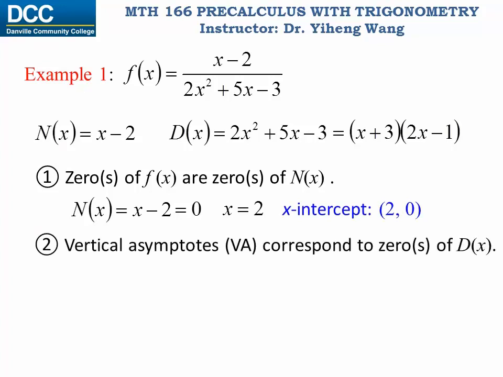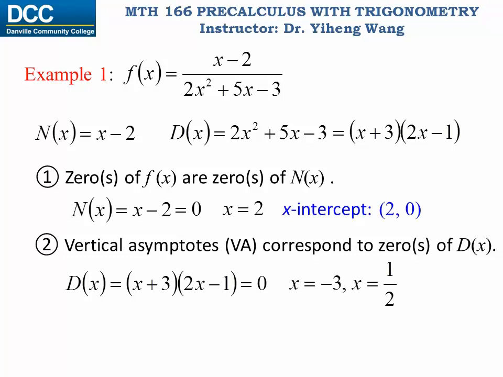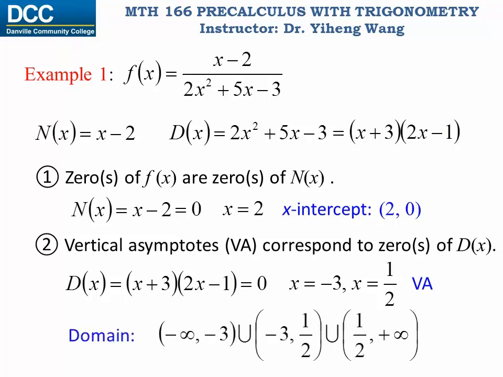Then the vertical asymptotes. Vertical asymptotes of a rational function correspond to the zeros of its denominator function. Therefore, we can find the zeros of this denominator function to be -3 and 1/2, and these also correspond to the equations of the vertical asymptotes. Now, because vertical asymptotes are lines that the graph of the function can never reach, these also correspond to the points that need to be excluded from the domain of this function. So the domain for this rational function includes all real numbers except for x equals -3 and x equals 1/2.